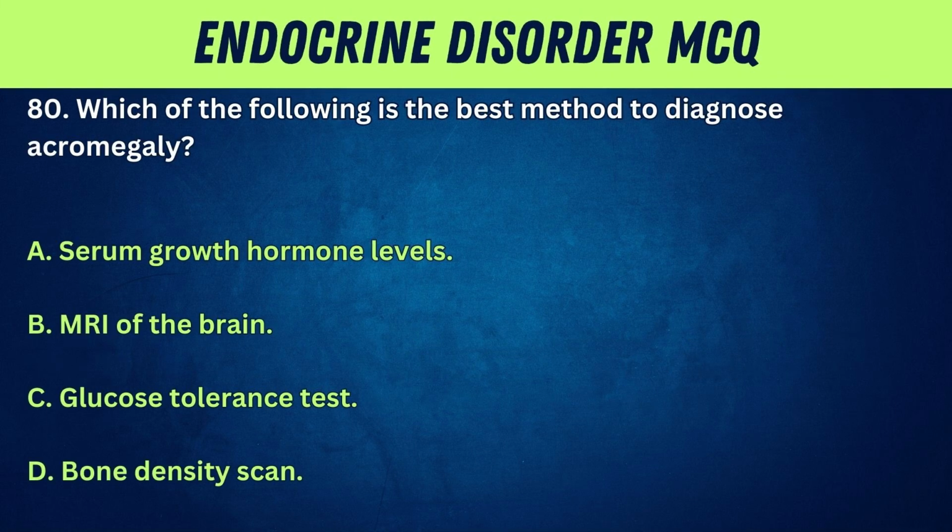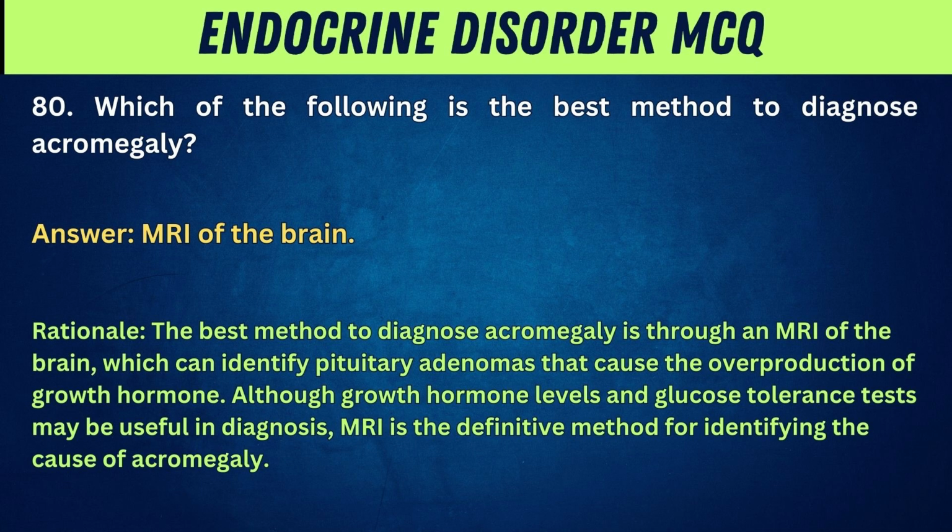80. Which of the following is the best method to diagnose acromegaly? A. Serum growth hormone levels. B. MRI of the brain. C. Glucose tolerance test. D. Bone density scan. Answer: MRI of the brain.